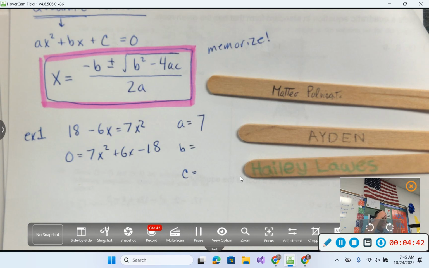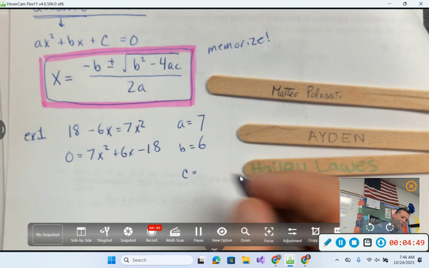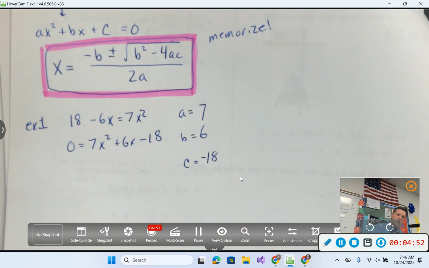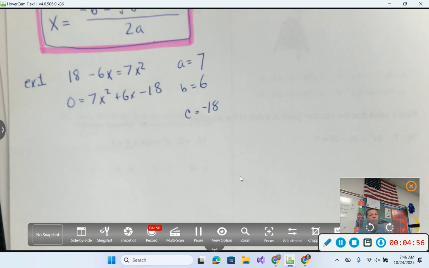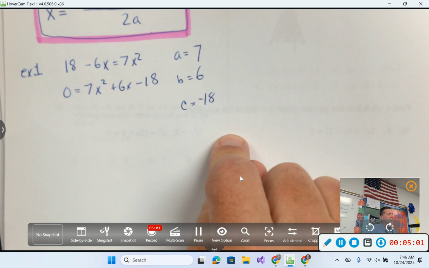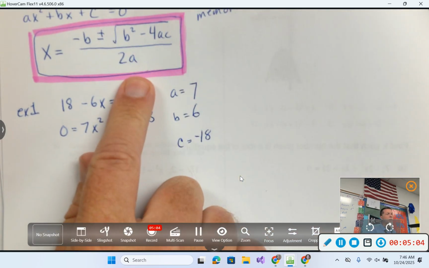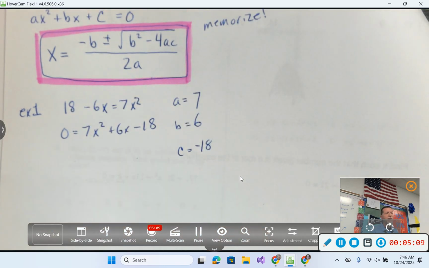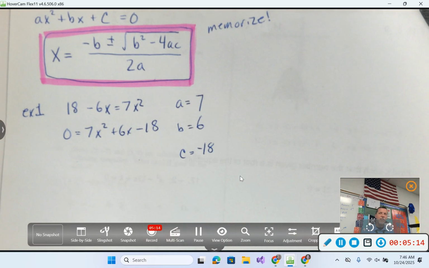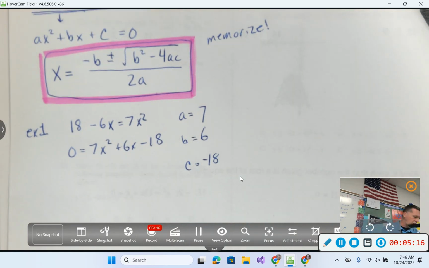So, Aiden, how about B? What's B equal to? 6. And Haley, C? Negative 18. Okay, so let's give it a go here. Your A, B, and C would all have different signs if you moved terms the other way, but in the end you would get the same answer. That's a good question. If you're comparing with my answer key or with a friend and they worked it with the opposite signs, things might look a little different along the way, but you should still land at the same spot.